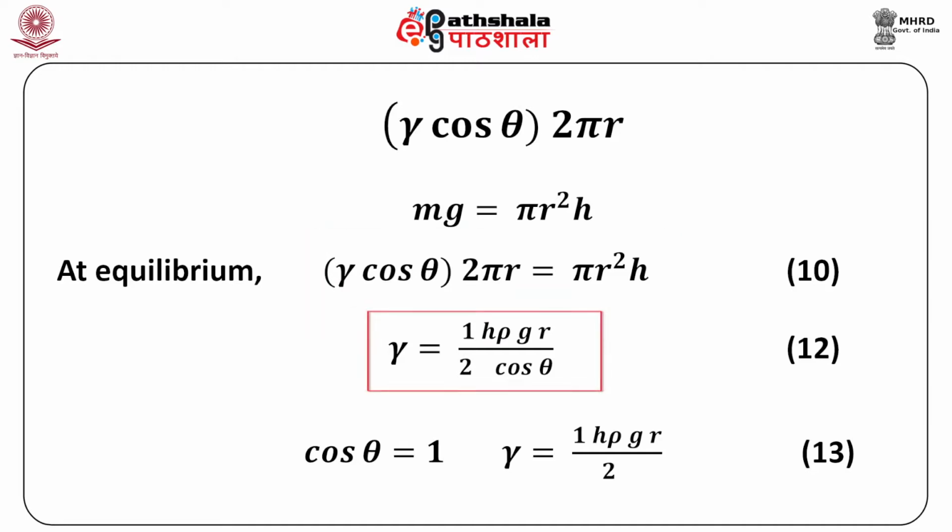h, which gives gamma equals 1 by 2 into h rho g r divided by cos theta as our equation 12. The height h can be measured using a cathetometer and radius of the capillary tube r using a travelling microscope. Thus, making use of equation 12, we can evaluate the surface tension gamma of the liquid.